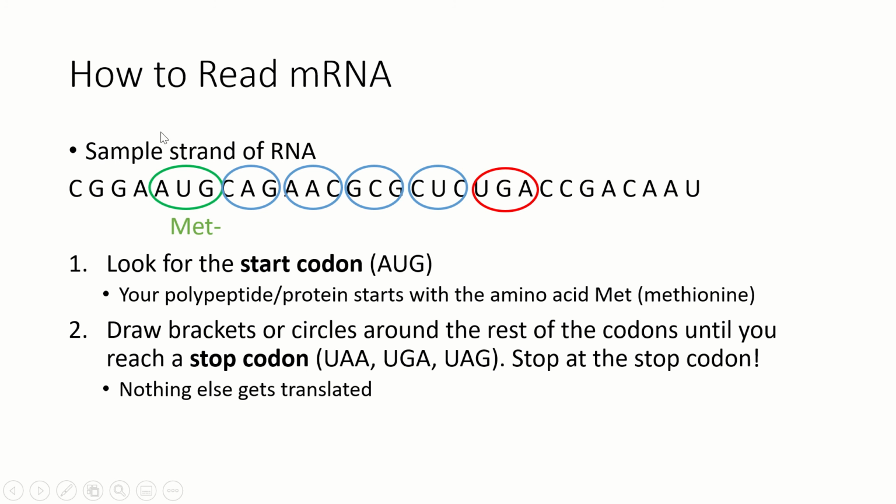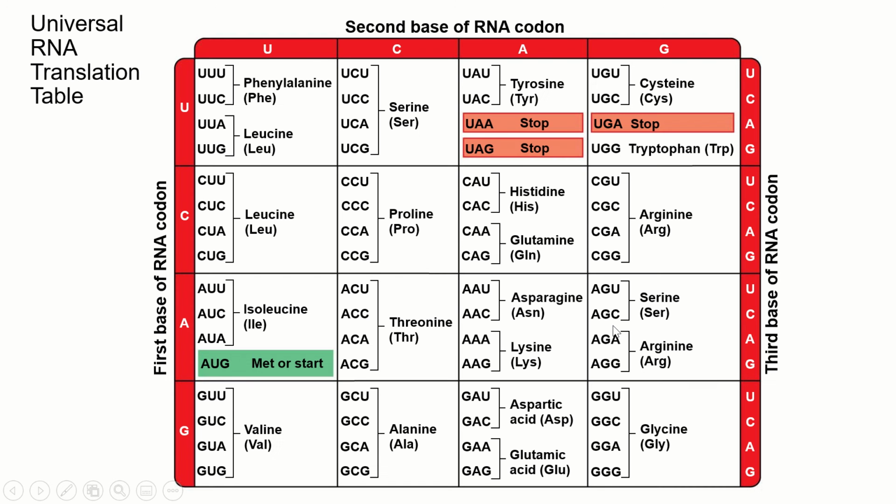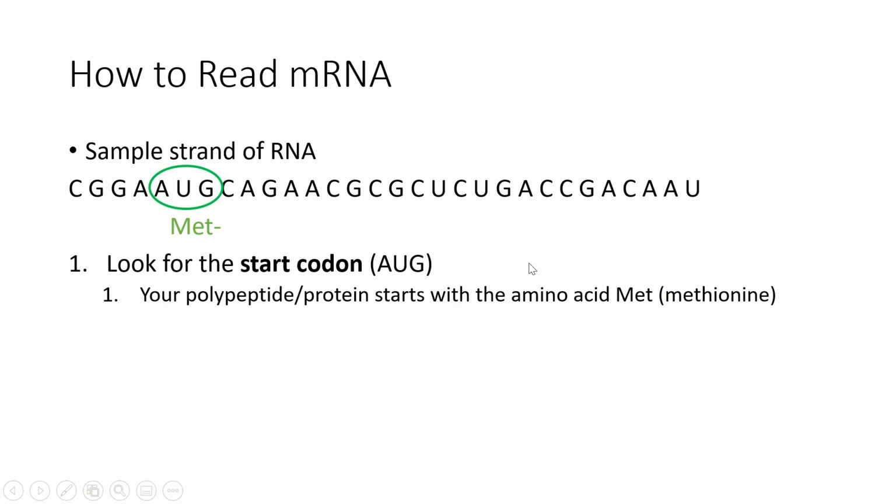Okay. So here I drew circles around the other ones until you get to the stop codon. So if you go back to our table here, where are we here? Notice there are three stop codons. Okay. And again, you do not have to memorize what they are. UAA, UAG, UGA, these are all stop codons.